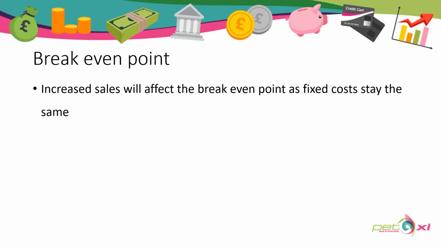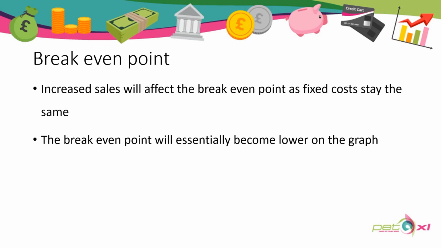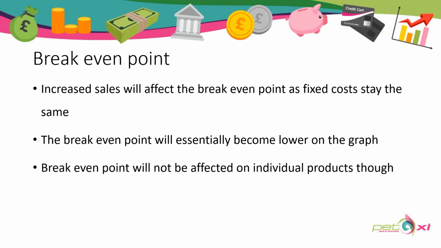Finally, an increase in sales will affect the break-even point for the whole company, as it will be producing more money whilst the fixed costs stay the same. The break-even point will essentially become lower on the graph. They don't affect the break-even point on an individual product though, as the cost of this product stays the same much of the time, unless it is such an increase that larger bulk buy-in can be considered.